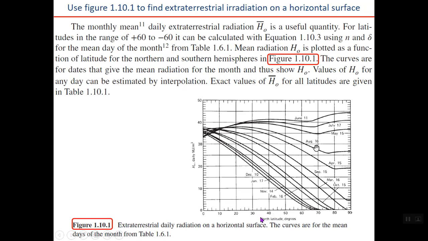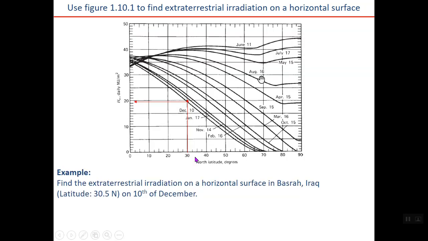Here is the latitude. For example, this is 30, 40, or any other one. Go to the appropriate day number, or maybe interpolate between them, and then to the left you can calculate or see the value of H0.